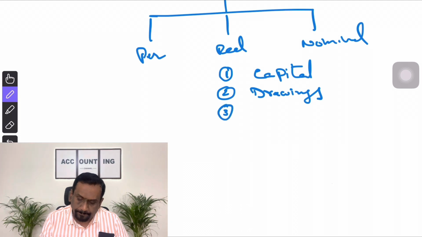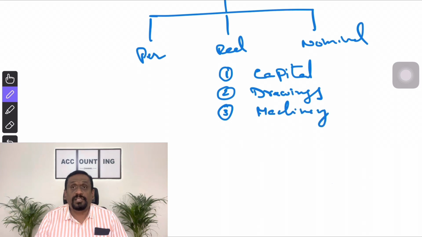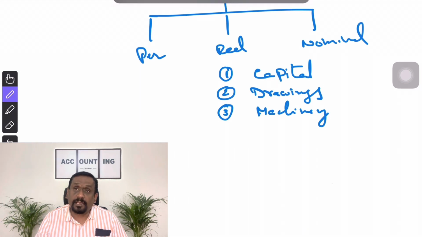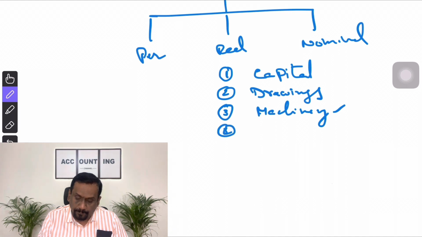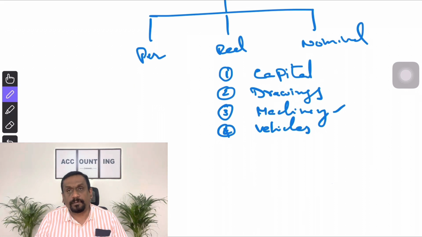Third one, machinery. Machinery is what type of account? Machinery is an asset. All assets come under real account. So machinery is a real account. Number four, vehicles. Vehicles, what type of account? Vehicle is also an asset. Vehicles come under real account because it is an asset.